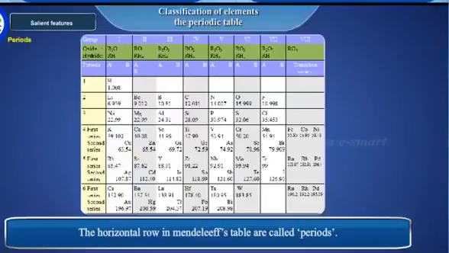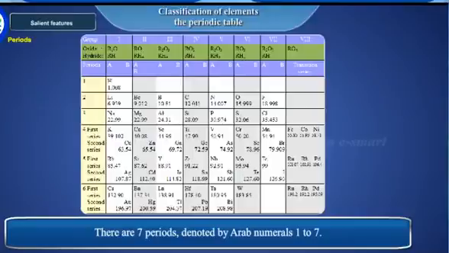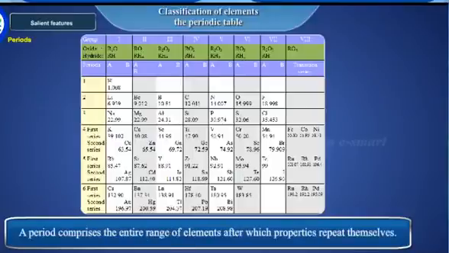Periods. The horizontal rows in Mendeleev's table are called periods. There are 7 periods denoted by Arabic numerals 1 to 7. A period comprises the entire range of elements after which properties repeat themselves.